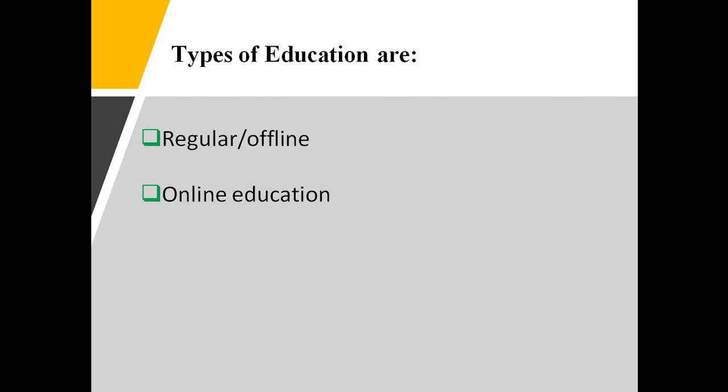Next, types of education. What are the different types of education that are available? When it comes to types of education, again, education depends on the individual, on how the individual is involved and how the individual is going to gain the knowledge. But for categorization, we divide it into two types. One is regular or offline education, and the next one is online education. What is the difference between regular or offline education and online education?